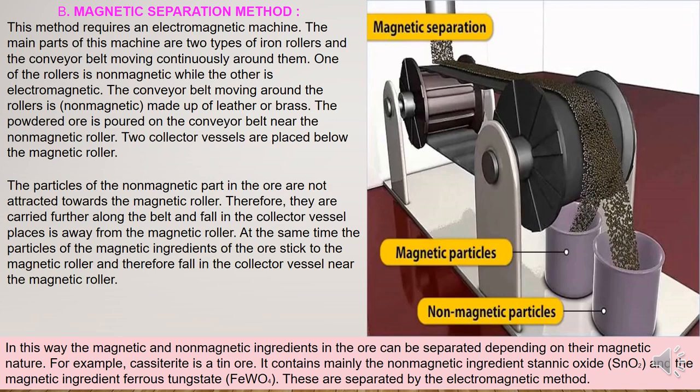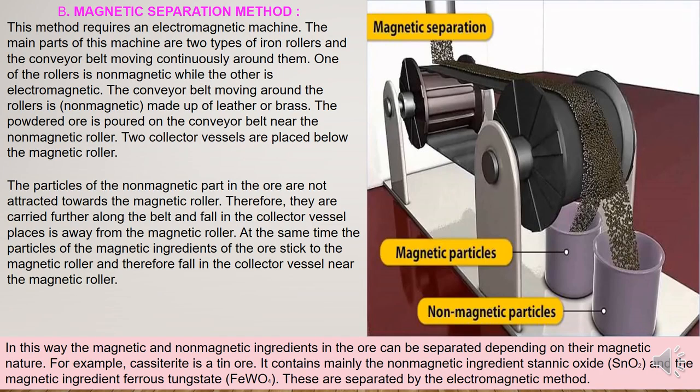Okay. The non-magnetic particles in the ore are not attracted towards the magnetic roller. Therefore, they are carried further along with the belt and fall in the collector vessel. Here you can see जो non-magnetic material है वो पहले ही गिर जाता है, और जो magnetic material है, particles हैं, वो along with the roller they will move ahead. At the same time, the magnetic particles of the ore stick to the magnetic roller and therefore fall in the collector vessel near the magnetic roller. Okay, so this diagram makes it very easy to understand the entire method, how it is done.